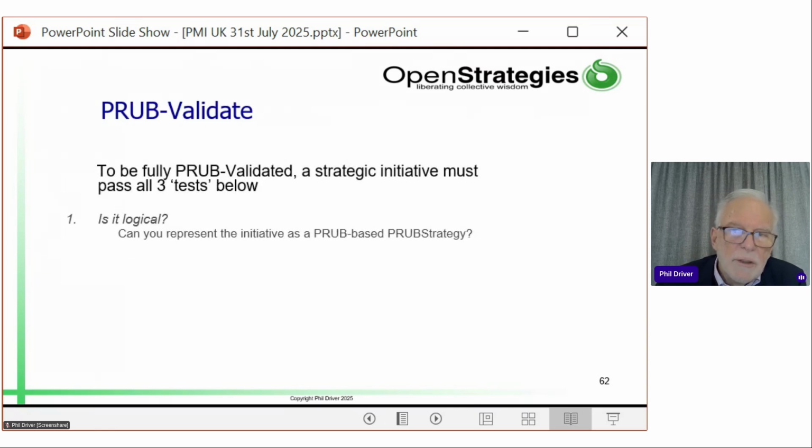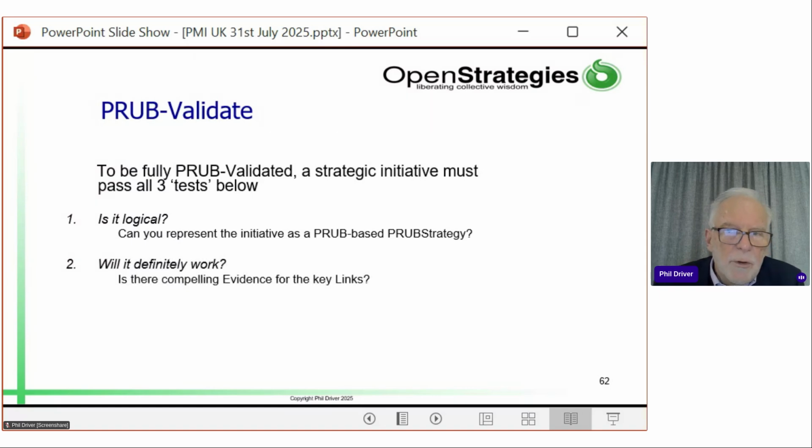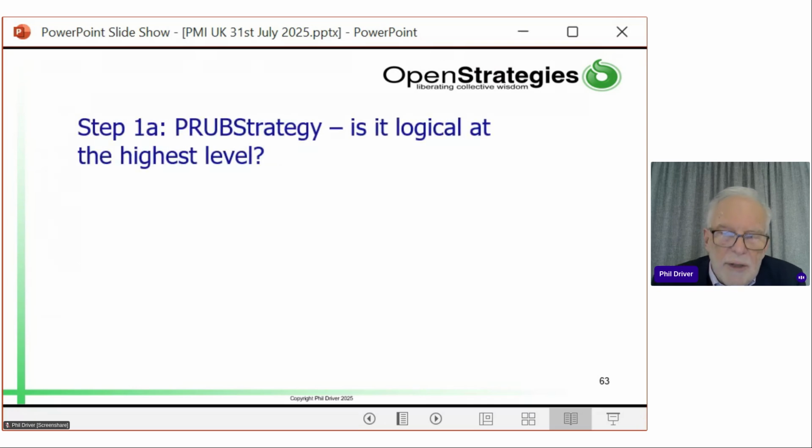The first one is: is it logical? Can you represent the concepts that you're working on as a sequence of project, result, use, benefit? And that's usually fairly straightforward. Secondly, will it definitely work? Where's your evidence that the project will create the results? Where's your evidence the results will be used and they will create the benefits? We need that evidence. And thirdly, is it worth it? I've just been discussing global and motivational worth. So let's get into that in a bit more detail, starting with PRUB-Logic.